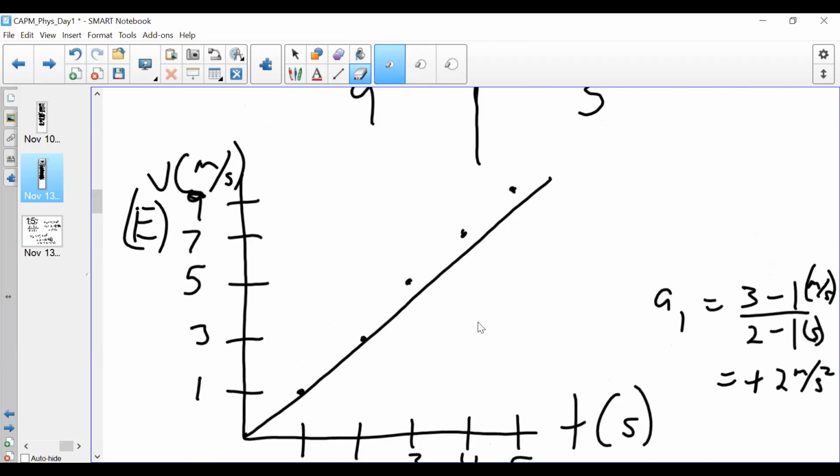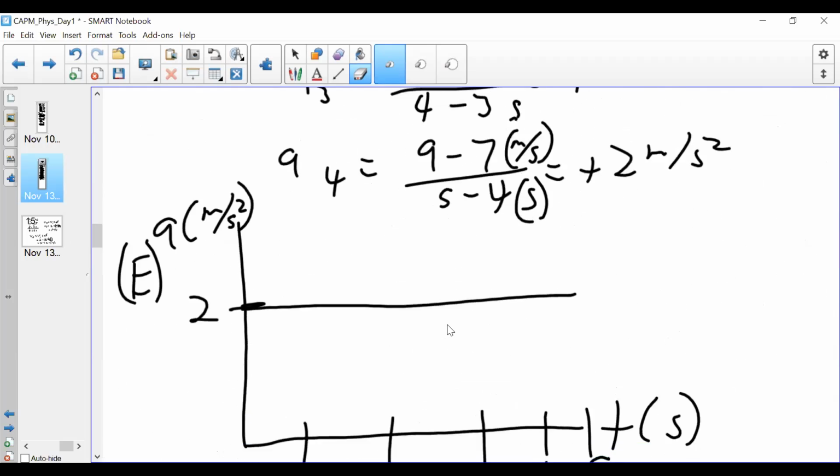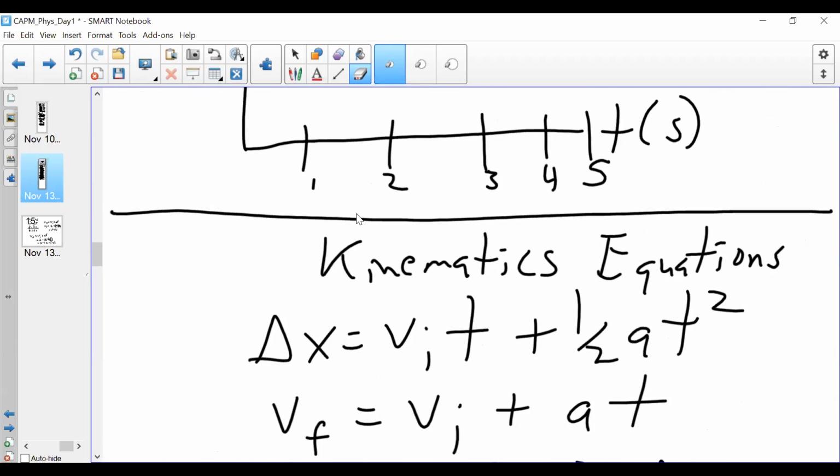Is the velocity and the acceleration in the same direction? They're both pointing east. Yes, they're both pointing east. They are both in the same direction. They're both in the same positive quadrant.